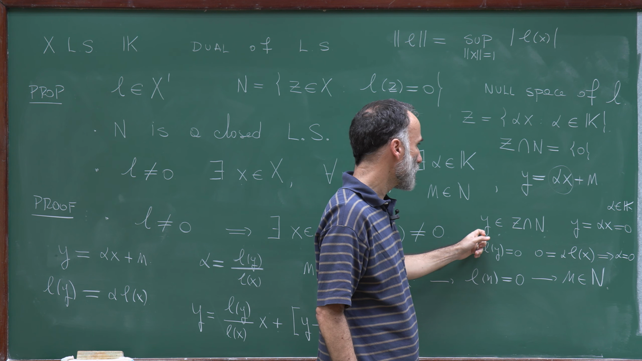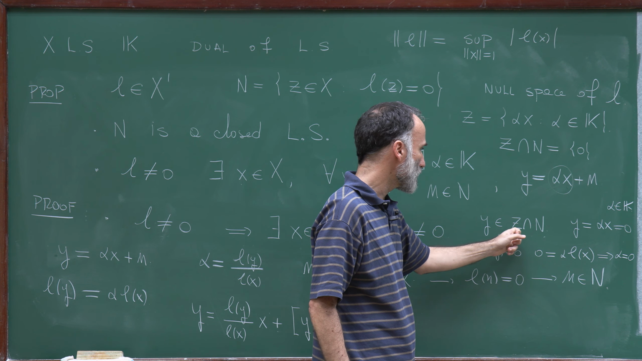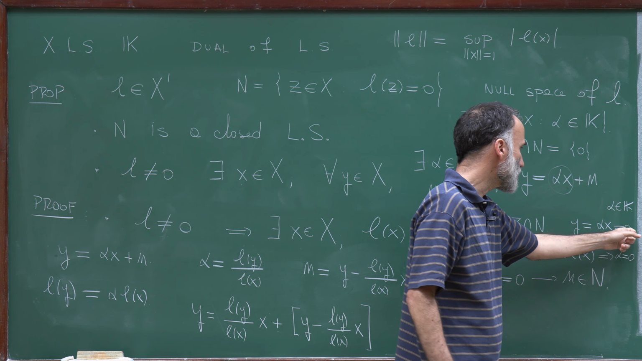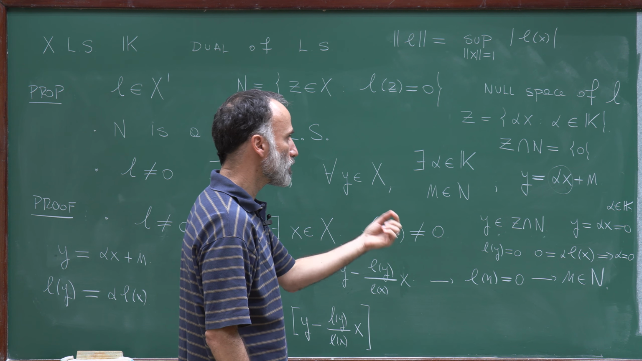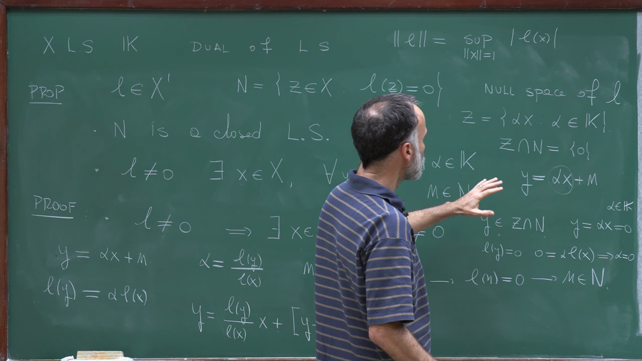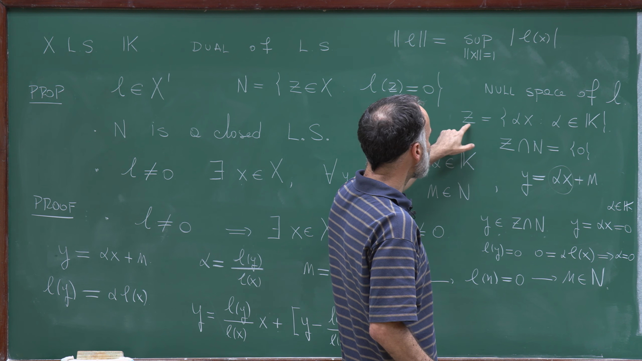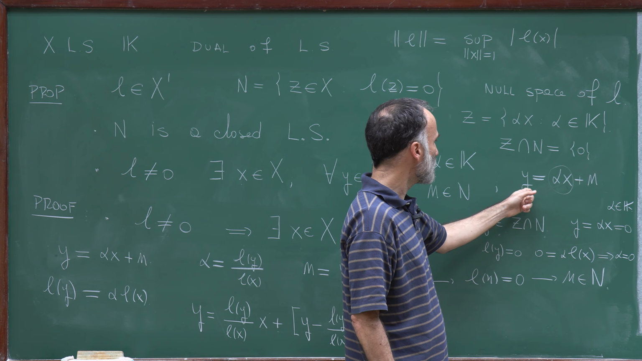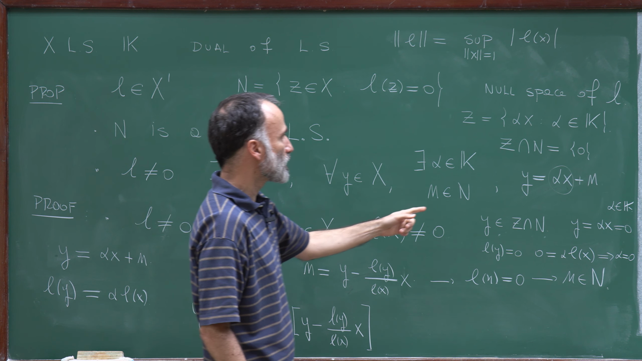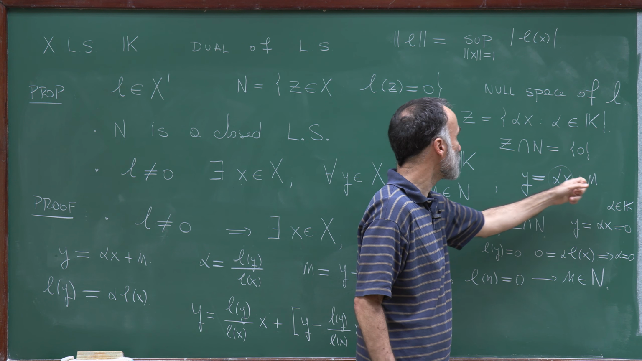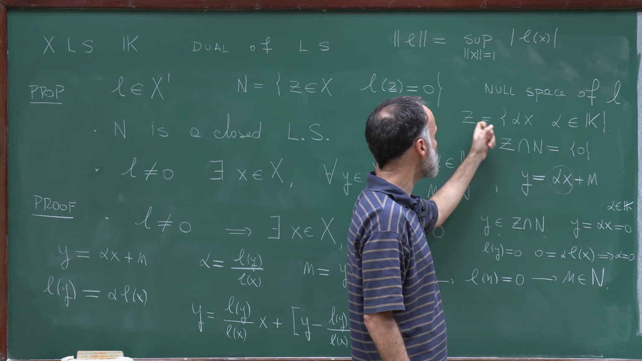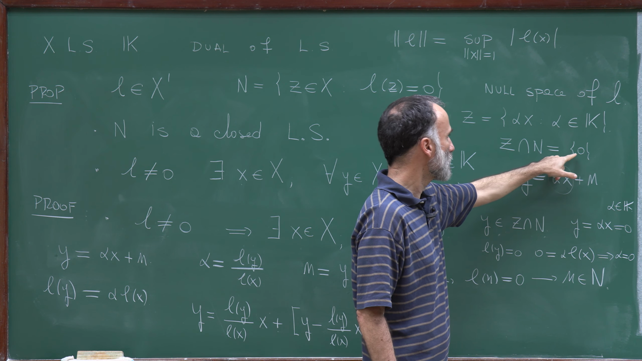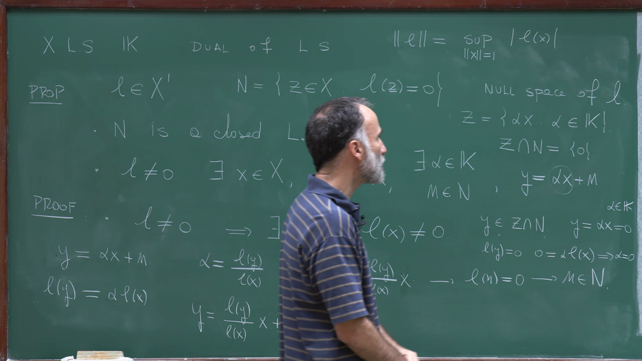We showed that whatever point y I take in the intersection between z and n, the unique element is the origin. Therefore, I have two properties about this space z and the space n. On the one hand, any element of x can be written as the sum of an element in n and an element in z. On the other hand, the unique point in the intersection of these two sets, which are linear sets, is the origin.